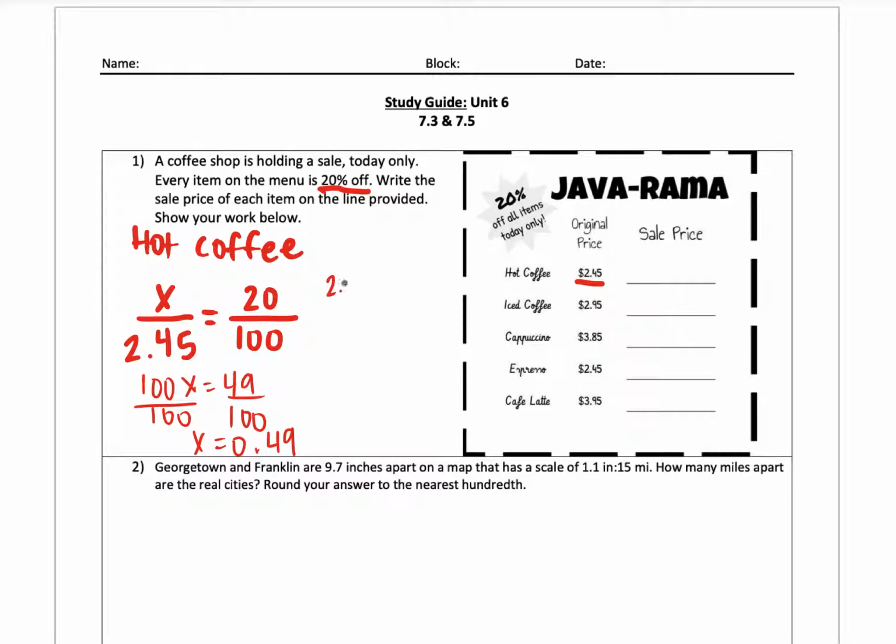But the original price was $2.45. They're saving 49 cents. So the new price of this cup of coffee will be $2.45 minus 0.49, which gets us $1.96. So it wouldn't make sense that they're only going to pay 49 cents if it's only 20% off. So we have to just subtract that amount that they're saving to get that new price.